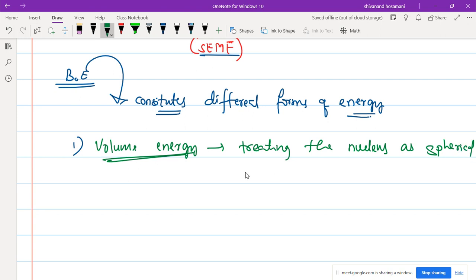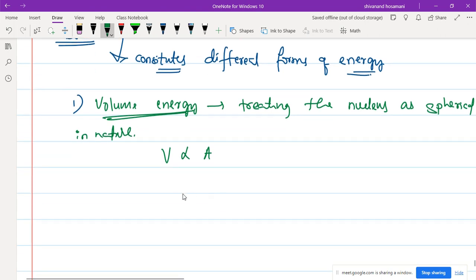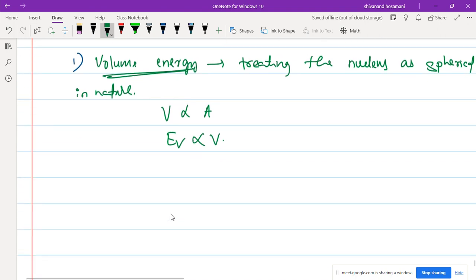See, volume is always directly proportional to the atomic mass number. You know this. Therefore, volume energy is directly proportional to its volume. By using this, volume energy is directly proportional to 4/3 π R³. As it is going to have more nucleons, its energy will be more. Can I write this as A only?